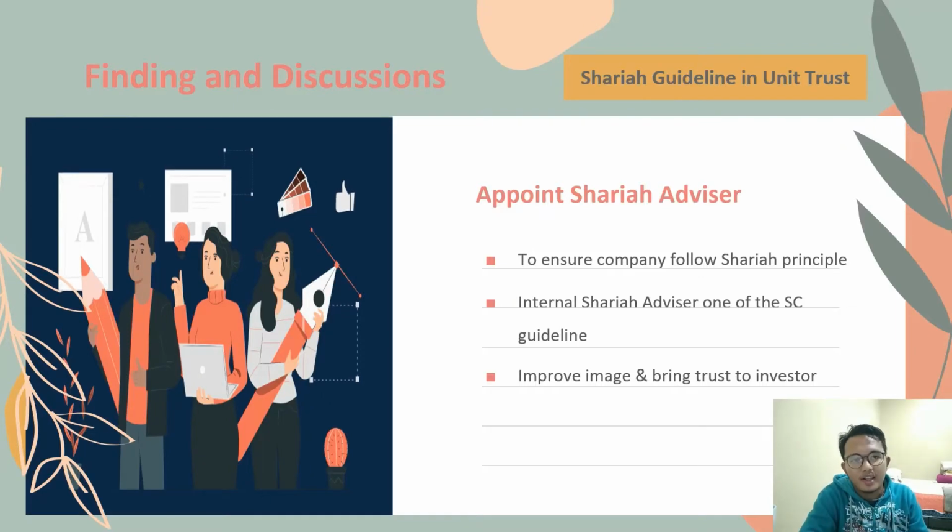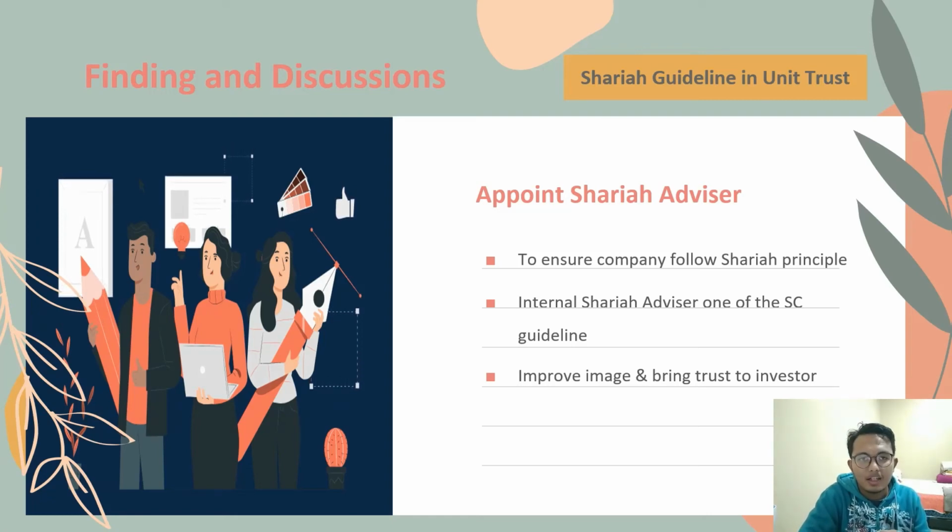Okay, for the findings and discussion of the second objective, which is the Shariah guideline in unit trust, on the study of the Shariah guideline on the Islamic capital market, the first one is to appoint a Shariah advisor. The company that manages a unit trust needs to appoint its own Shariah advisor to ensure the company follows Shariah principles. Secondly, appointing an internal Shariah advisor is one of the Securities Commission guidelines.